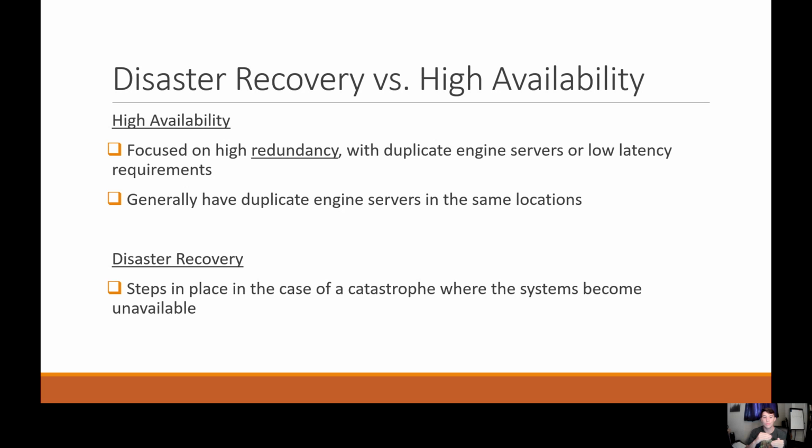The difference between disaster recovery and high availability is slim, but it's something to note for sure. High availability is focused on high redundancy, with duplicate engine servers in a specific area so that it can spread out the load of the data and processes that your application is using. Disaster recovery, rather, is the steps in place in case of a catastrophe where the systems become unavailable and you're trying to get them back up and running.